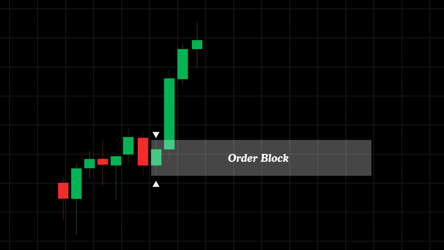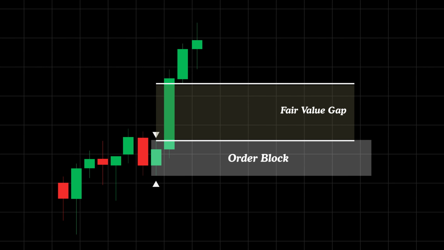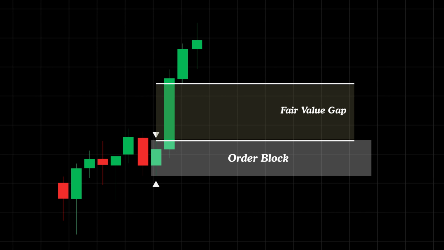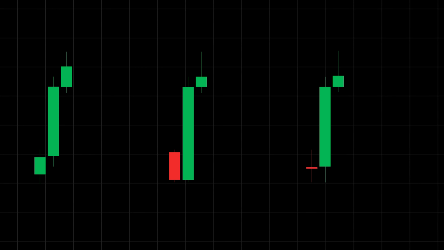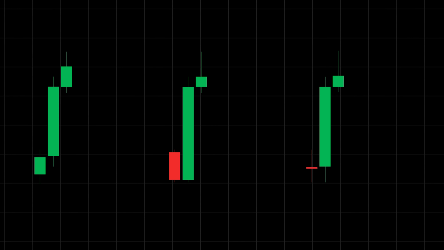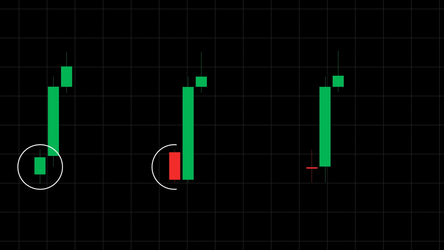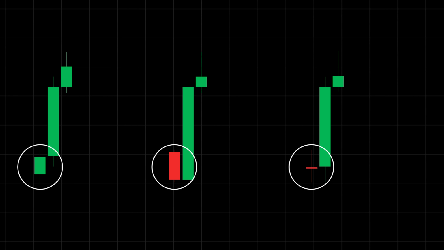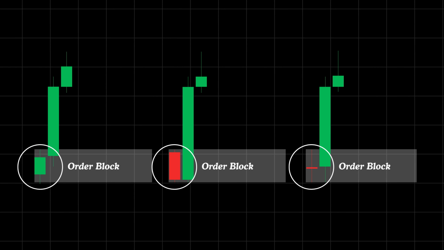We mark the entire candle before the fair value gap as the order block. The candle's color is irrelevant. For instance, in a bullish gap, it makes no difference if the candle is green, red, or even a doji with a weak body. All of these qualify as valid demand order blocks.